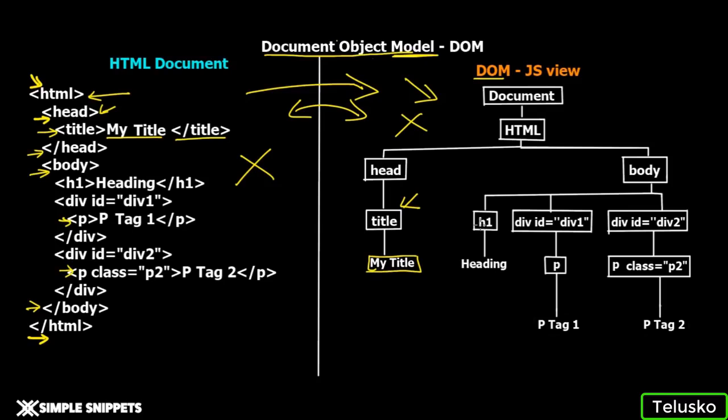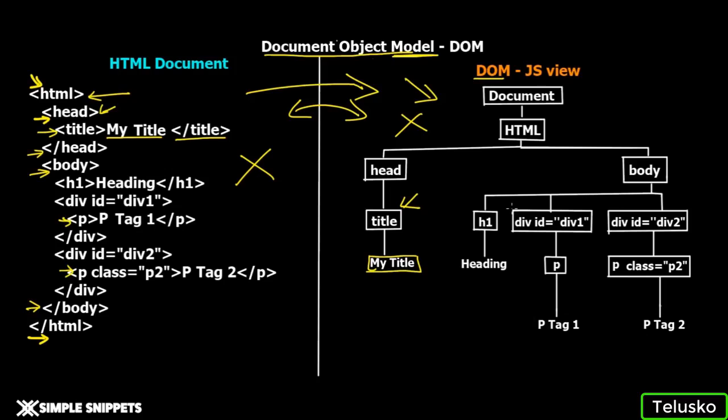Similarly, you can change the size, you can add color, you can add background to heading tag, to division, to paragraph, you can change the text, you can hide the text, you can animate the text, and you can do everything on this document object model using JavaScript. So the way it works is JavaScript looks at this document object model in terms of nodes.